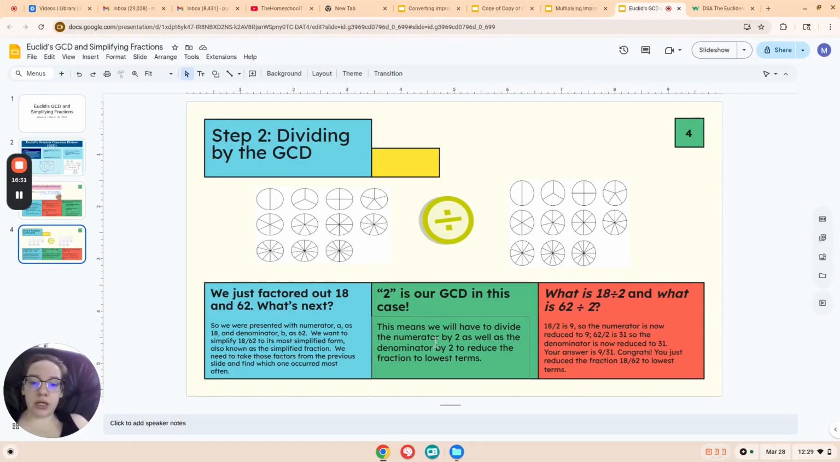This means we will have to divide the numerator by 2 as well as the denominator by 2 to reduce the fraction to lowest terms. What is 18 divided by 2? And what is 62 divided by 2? 18 divided by 2 is 9. So the numerator is now reduced to 9. 62 divided by 2 is 31. So the denominator is now reduced to 31. Your answer is 9 over 31. Congrats! You just reduced the fraction 18 over 62 to lowest terms.